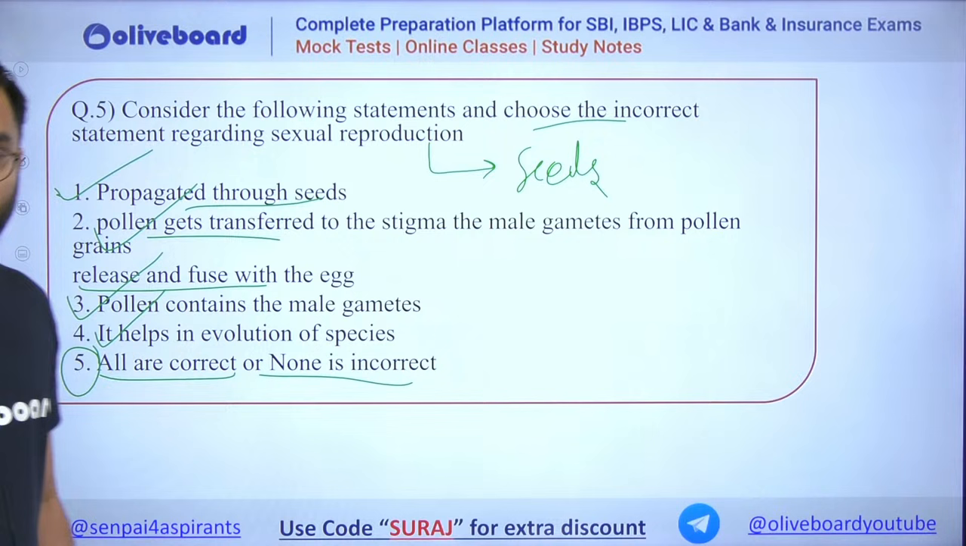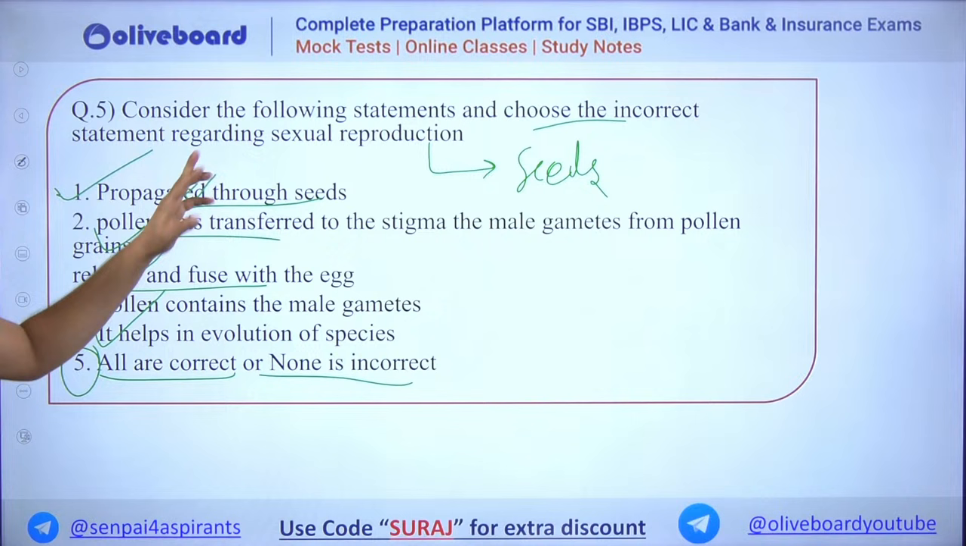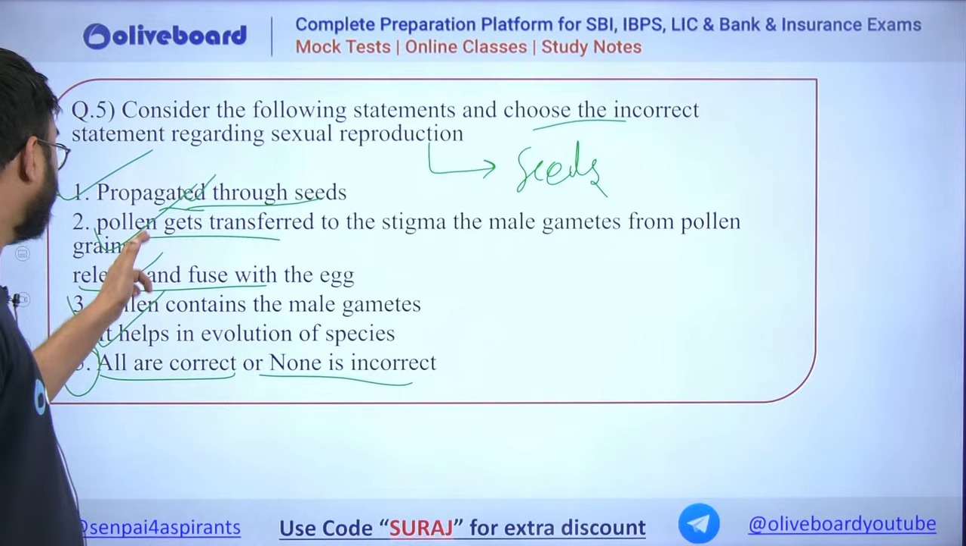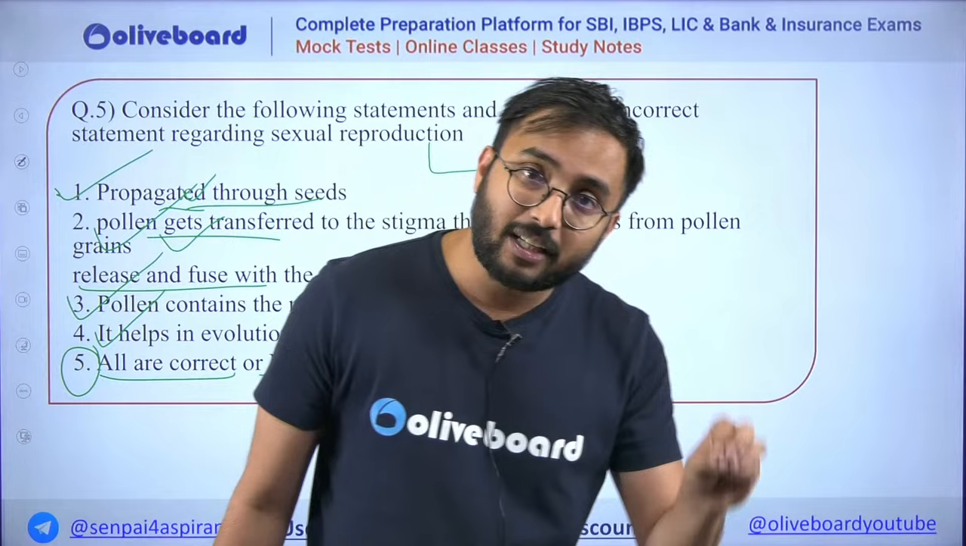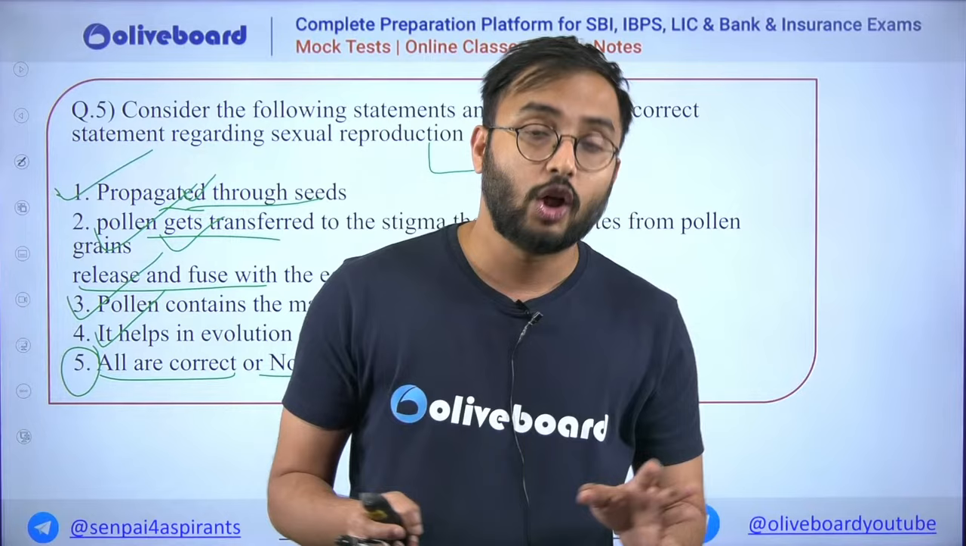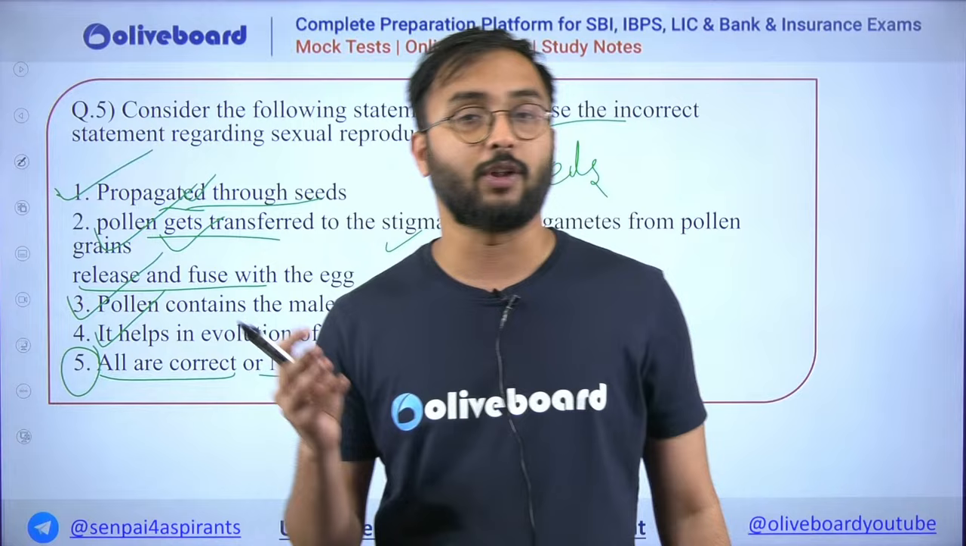Sexual reproduction in plants takes place because of the propagation of seeds. Pollen grains are transferred from the anther to the stigma. The anther is the male reproductive part, and the stigma is the female reproductive part. So in sexual reproduction, pollen grains transfer from the anther to the stigma.